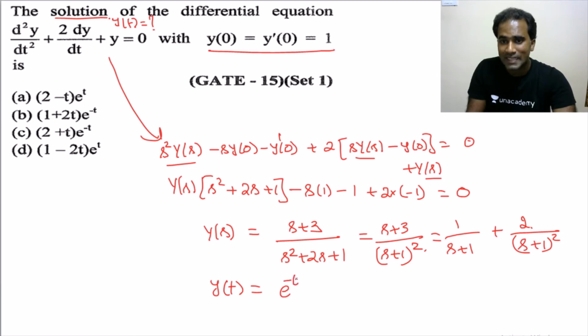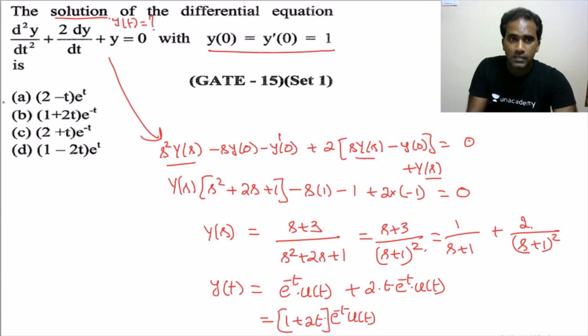is e power minus t into u of t, plus 2 into the inverse Laplace transform of 1 by s plus 1 whole square, which is t into e power minus t into u of t. So which is equal to, if you take u of t common and e power minus t also common, what is left is 1 plus 2t. So the answer is option B.